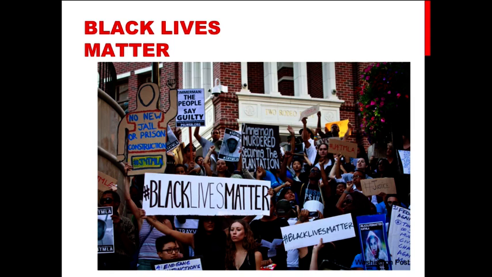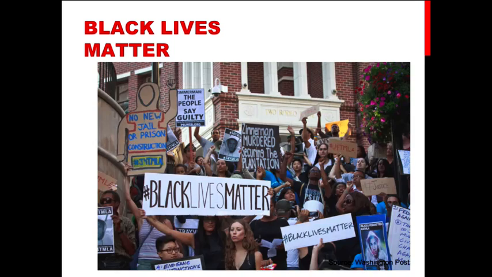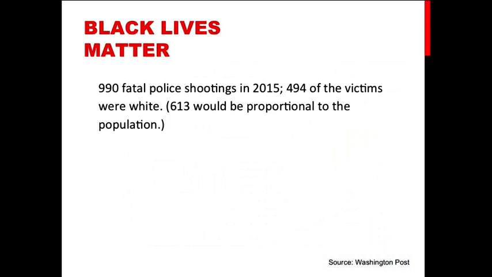I'd also like you to consider how Black Lives Matter, this movement, might have something to do with public health and whether it is effective. Some facts to keep in mind. In 2015, there were 990 fatal police shootings, and 494 of the victims were white. Now that's about half of the victims, but if it were proportional to how much white people make up of the population in the US, there would have been 613.